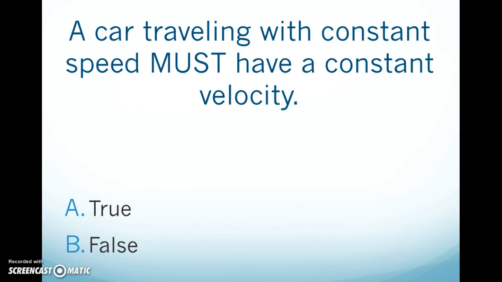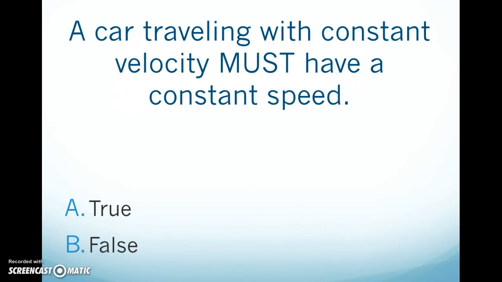So a couple other questions. These are true-false statements. A car traveling with constant speed must have a constant velocity. That is not true, because a constant velocity means both the speed and the direction are the same. So with constant speed, I could be changing my direction. I might not be, I might be. But if I flip that around, a car traveling with a constant velocity must have a constant speed. That is true, because a constant velocity means both the speed and the direction are staying the same.